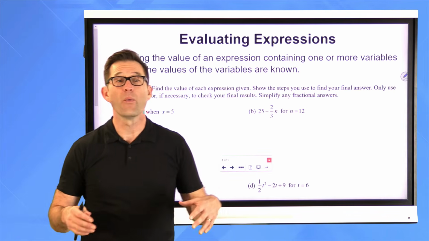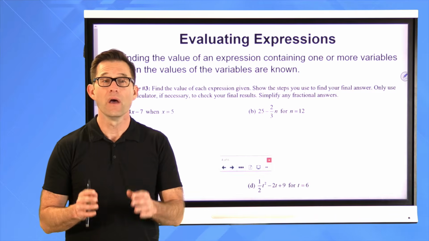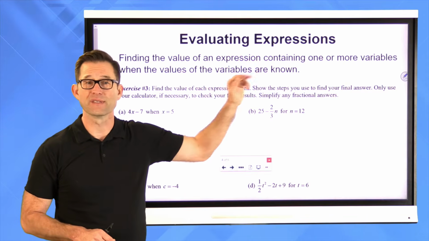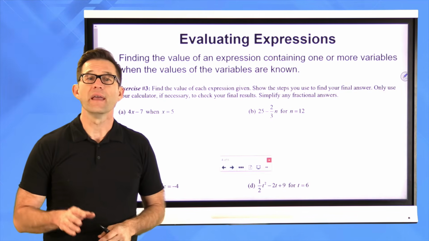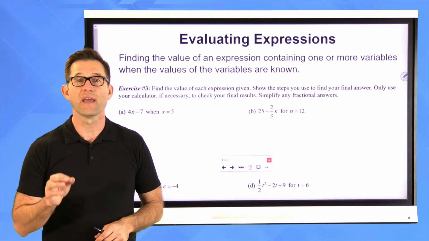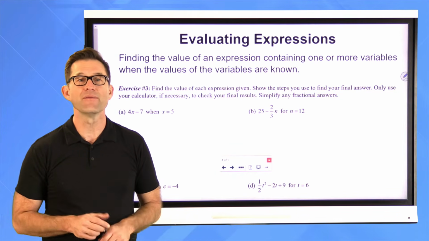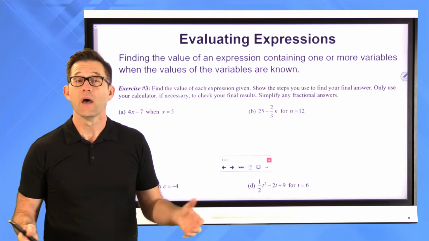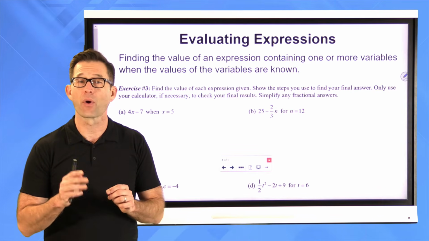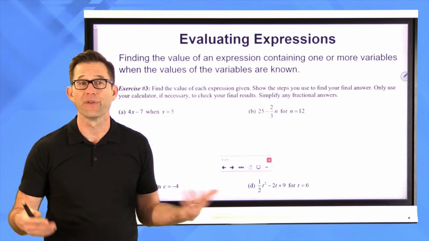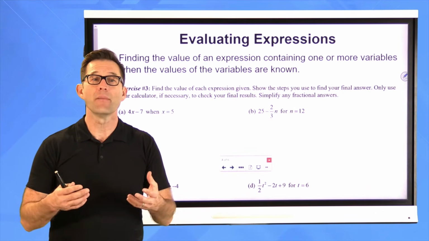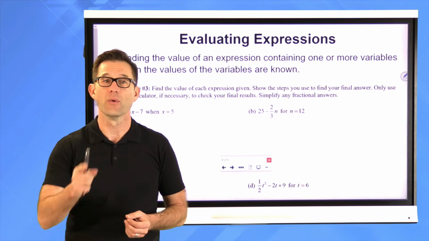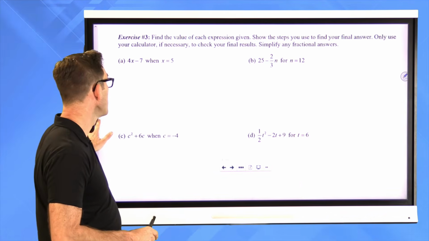Now, of course, what we want to be able to do is sort of a combination of what we did in exercise 1 and what we did in exercise 2, which is evaluating expressions. Now, what does it mean to evaluate an expression, right? It's finding the value of an expression containing one or more variables when the values of those variables are known, right? So we have to actually know what the value of the variable is. But once we do, we have to feel confident with our order of operations and just our ability with numbers to be able to come up with the value of an algebraic expression if we know what the variables are equal to. So let's take a look at some of that in exercise number 3.